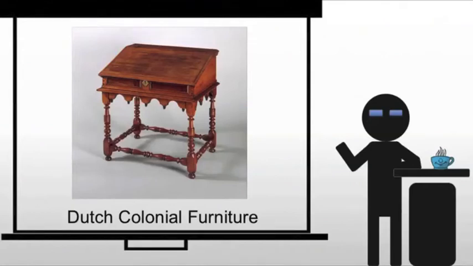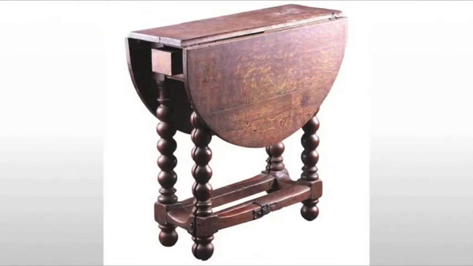Of course, we're going to see their own form of furniture in the colonial world. Of course, bringing furniture from the old world is impractical, even if you're the Dutch. So we're going to see slightly different forms. First of all, we're going to see a continued development and continued use of the gate leg table.